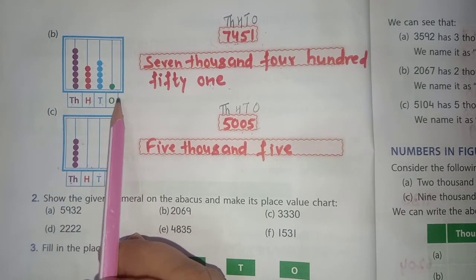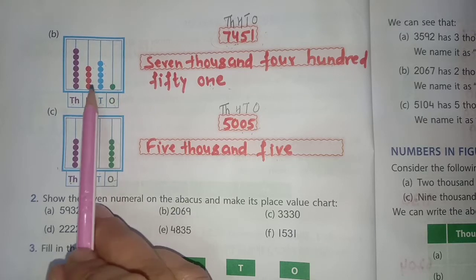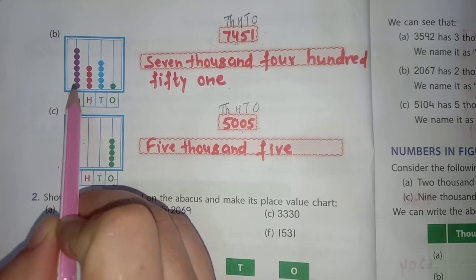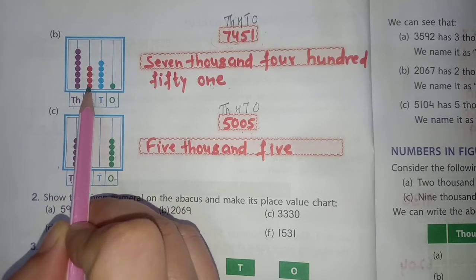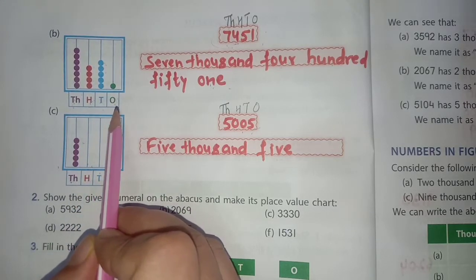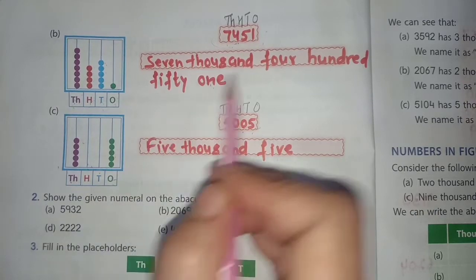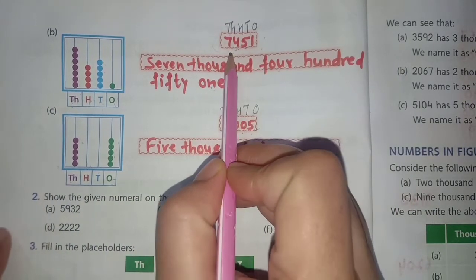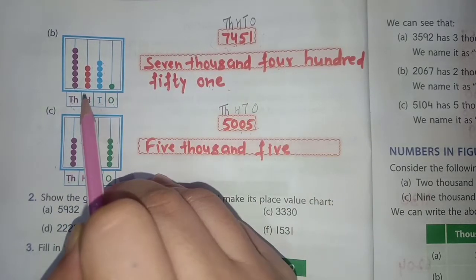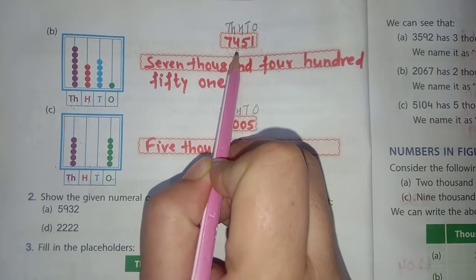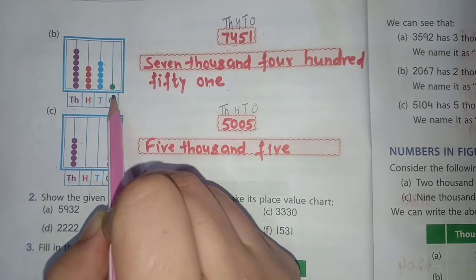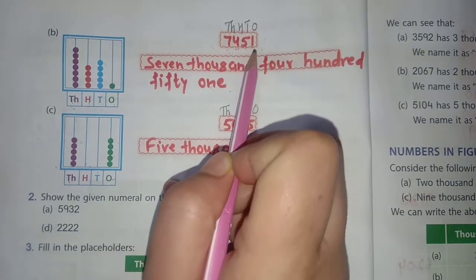Next is part B. Now here again the abacus is having 4 spikes up to thousands place. So let's see. At thousands place there are 7 beads. At hundreds place we have 4 beads. At tens place we have 5 beads, and at ones place we have 1 bead. So let us write the numeral. First of all, at thousands place we have 7 beads, so we will write 7. Then we have 4 beads, so after 7 we will write 4. Then 5 beads, we have to write here 5. And at the end there is only 1 bead on the spike, so we will write 1.